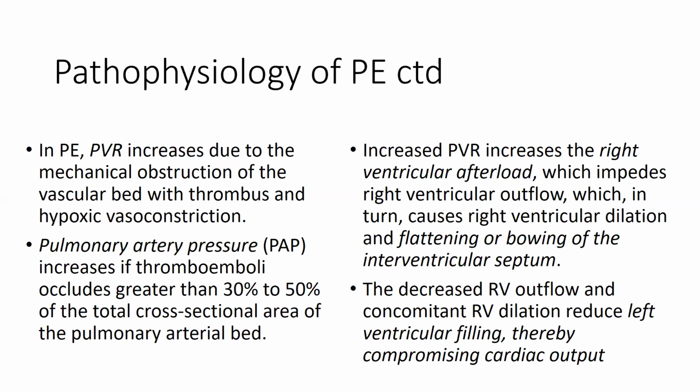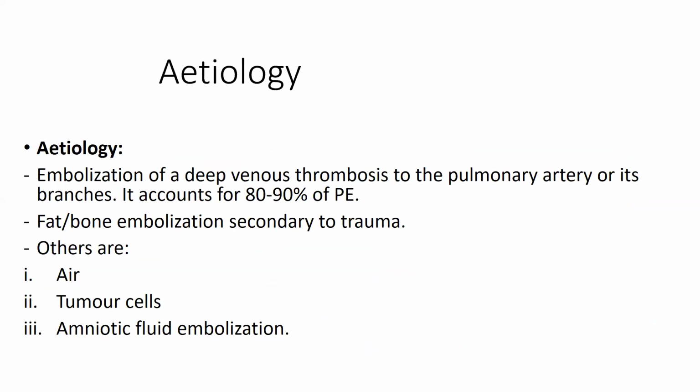This increased pulmonary vascular resistance raises the right ventricular afterload, and in an attempt to overcome the obstruction, the right ventricle overworks itself, and you have right ventricular dilatation, which leads to the flattening or bowing of the intraventricular septum. And this is what leads to these signs that you see on your parasternal short axis echocardiography. This decreased right ventricular outflow will obviously lead to reduced left ventricular filling, compromising cardiac output, and that's when you have shock or hemodynamic instability in this patient.